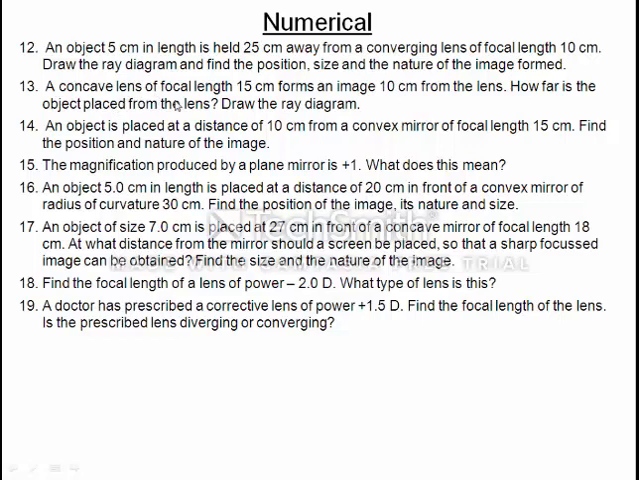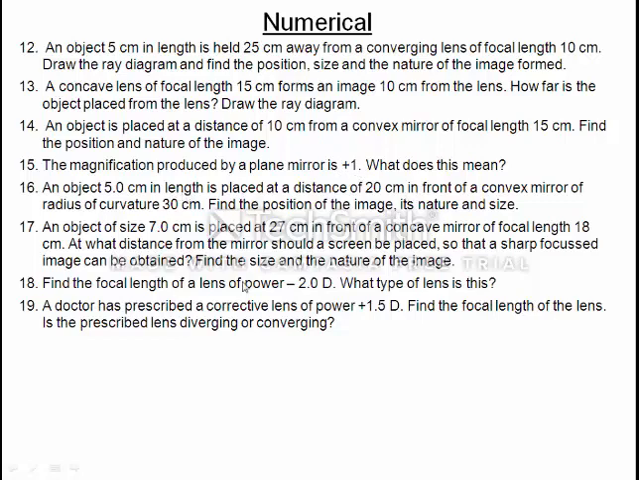Here a concave lens of focal length 15 centimeter forms an image 10 centimeter from the lens. See what is given: focal length is given, minus 15 centimeter, and the image distance V is given. I think we have solved this problem earlier in the example, but here one thing has been added: draw the ray diagram. So you have to do it. The magnification produced by a plane mirror is +1. Plus means virtual and erect, and 1 means same size, 5 centimeter.